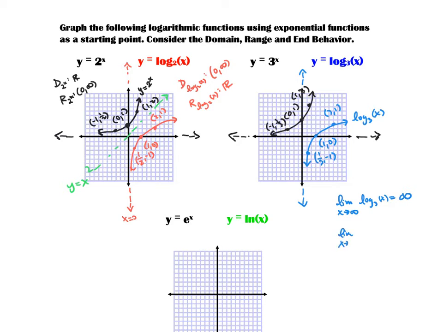But I can write the behavior as it approaches 0. But I have to say as it approaches 0 from the right, because the function doesn't approach 0 from the left. So the behavior as x approaches 0 from the right is negative infinity. And that'll be true of all logs. As they approach their vertical asymptote, they'll either go off to infinity or negative infinity.